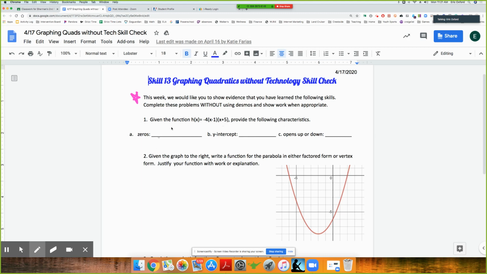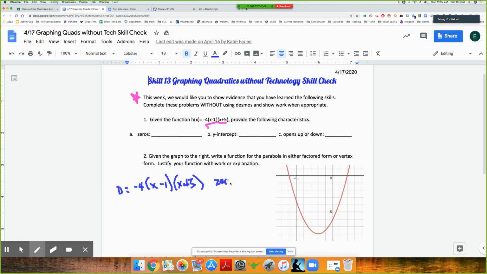Zeros. Okay, so if I were to take this equation right here, let me see if I can make this part right here. And I'm going to write it down over here. Let me choose a different color. Okay, so I'm going to make h of x 0. So we're going to have 0 equals -4 times x minus 1 times x plus 5. And we're going to use this thing called the zero product property.